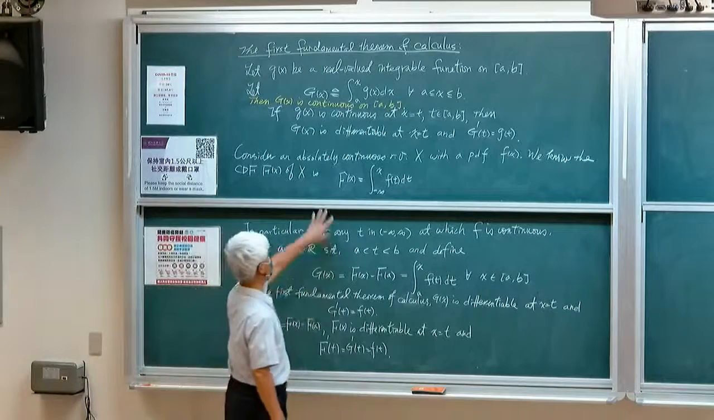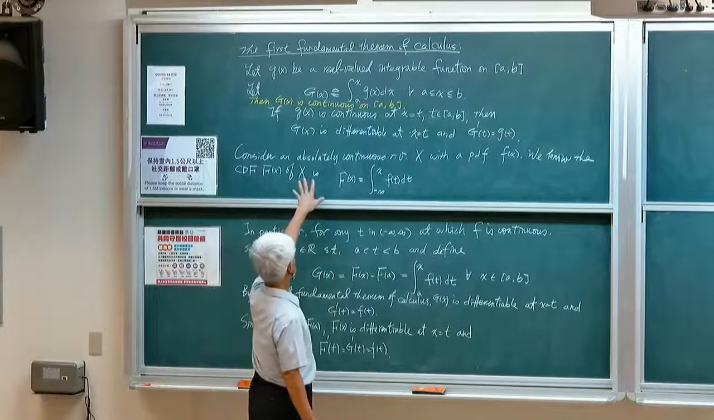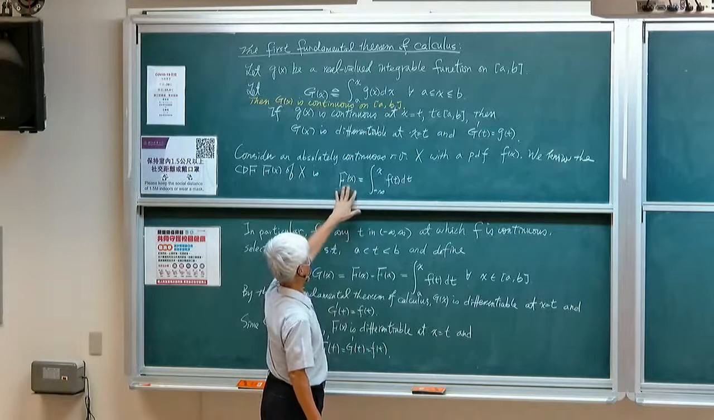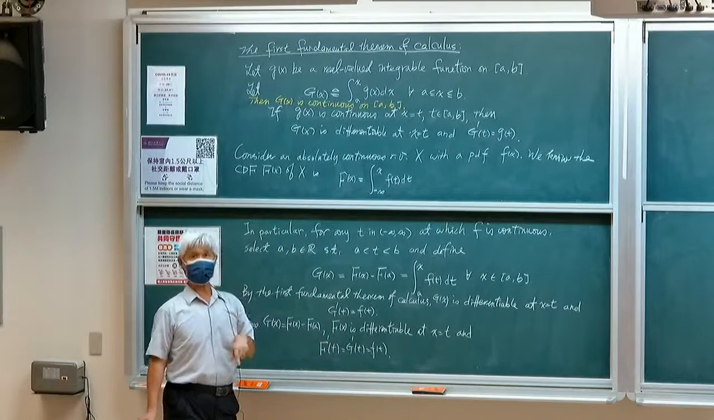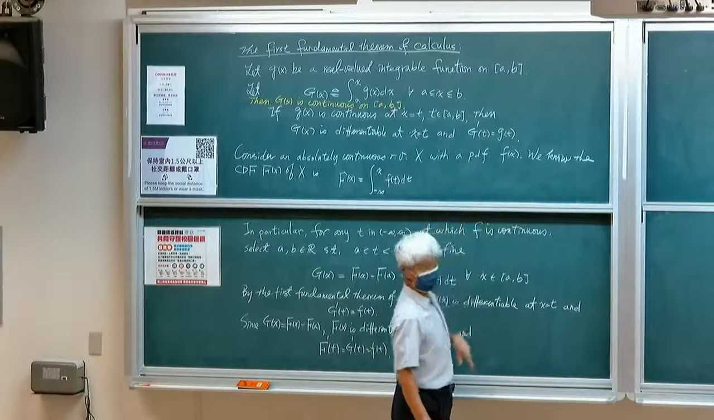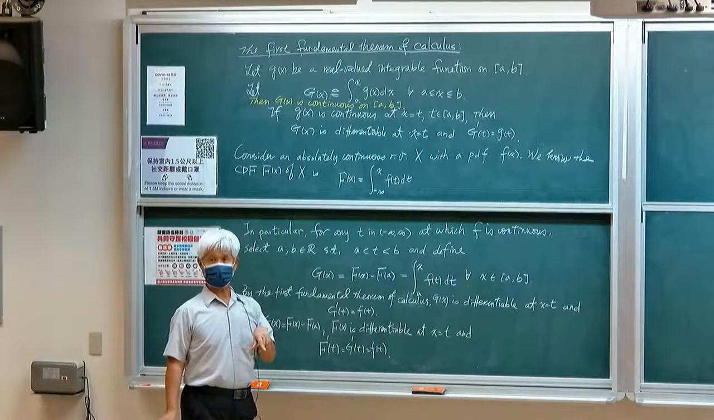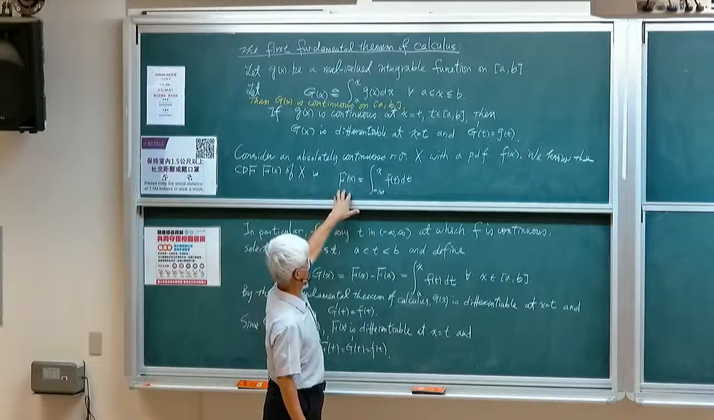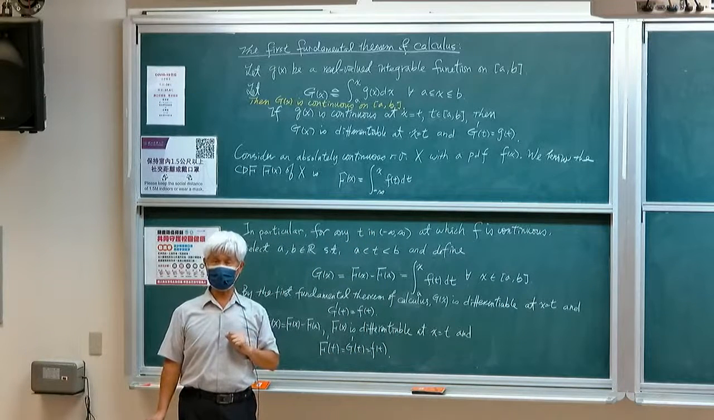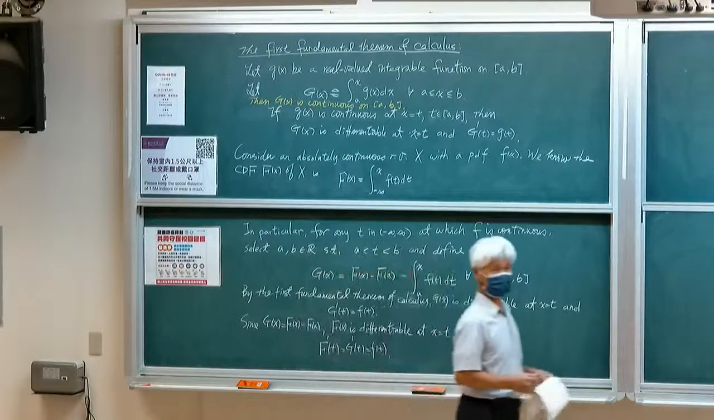So the first fundamental theorem of calculus says that for an absolutely continuous random variable, its CDF is differentiable at every point where such a PDF is continuous. And the derivative of the CDF is equal to the value of the PDF at the point t. So that, okay. Any questions?